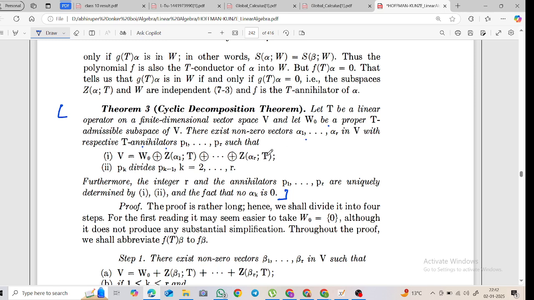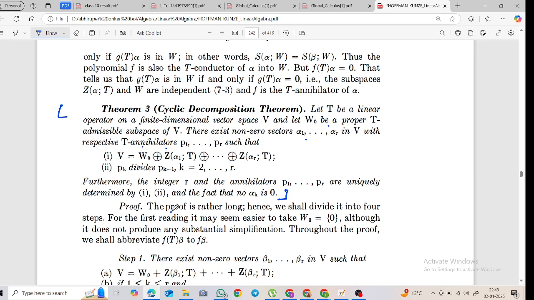Now, one immediate observation is that W naught has to be a proper T admissible subspace of V, right? I mean, you can't just take W naught equals 0. I mean, can you take that? I hope by proper subspace they mean non-trivial subspace as well. Otherwise, over any field, this has a solution. Okay, let's see what they do. I mean, can W naught be 0?